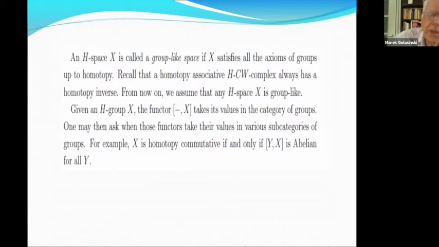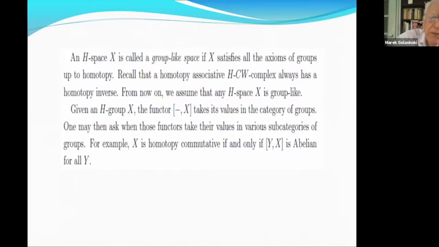An H-space is called a group-like space if X satisfies all axioms of groups up to homotopy. It means that it's associative and there is a notion of inverse. There is a known result that if you have an H-space with the homotopy type of a CW complex and it's homotopy associative, then it always has a homotopy inverse. So from now on, we assume that H-spaces for us are group-like.